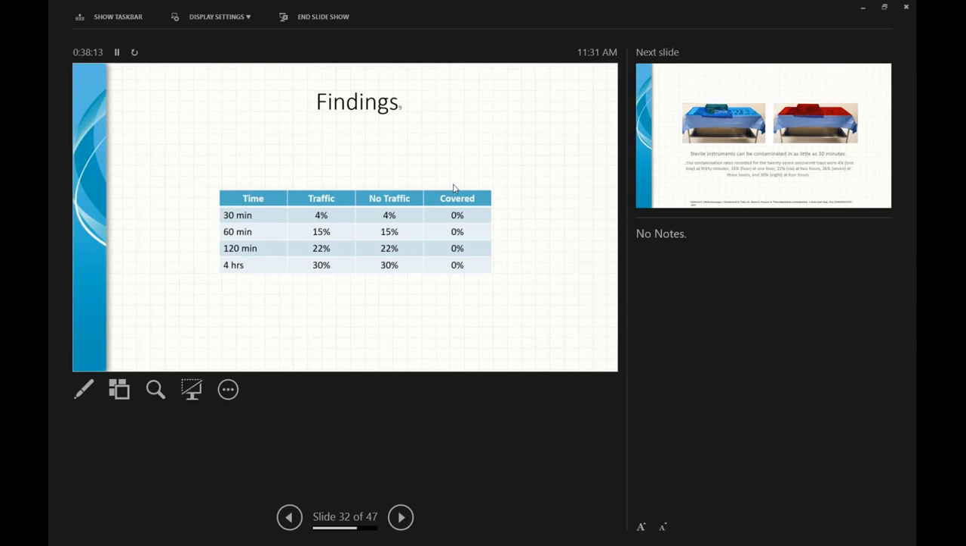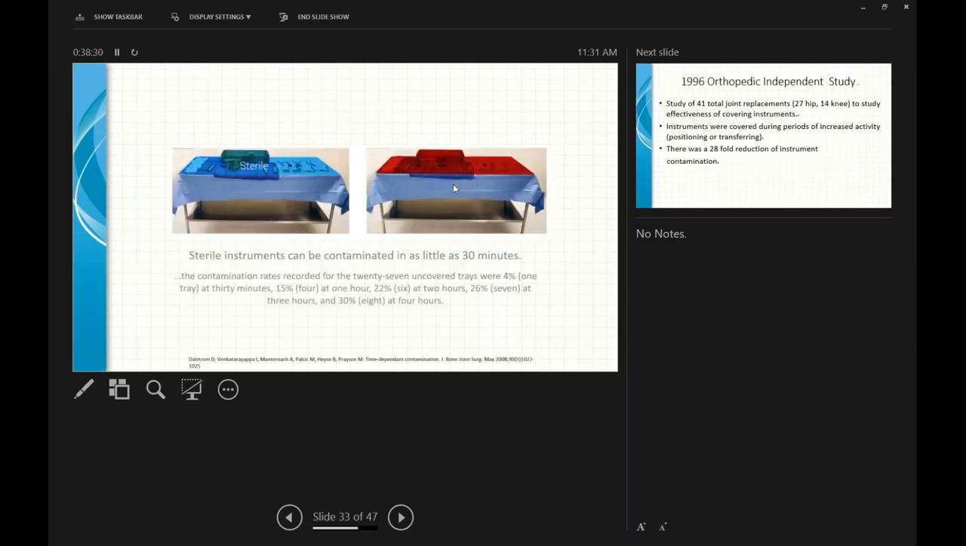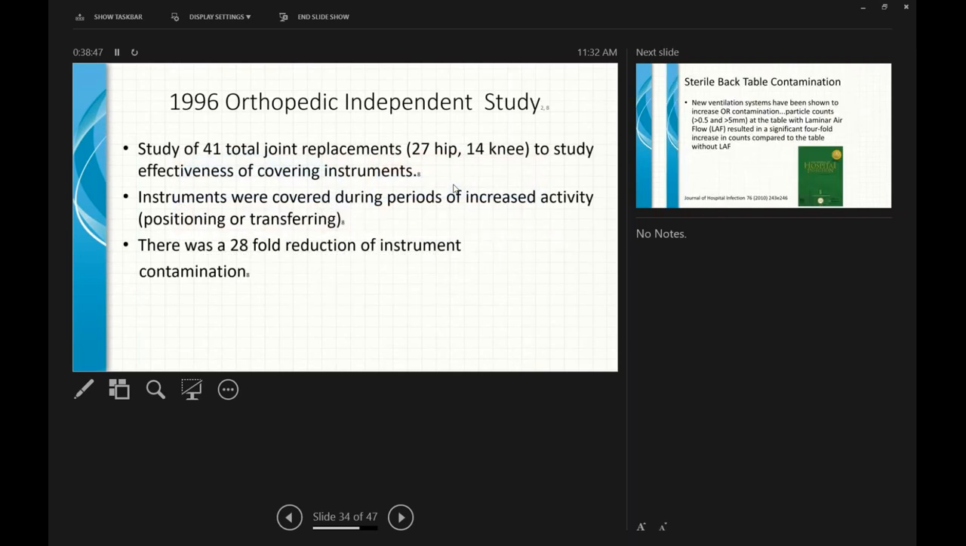Still 0% for the covered table. After 4 hours, with traffic or no traffic, 30% was contaminated. Covered were still 0. So sterile instruments can be contaminated in as little as 30 minutes. And this is right from the picture, right from the article that's cited in AORN guidelines.